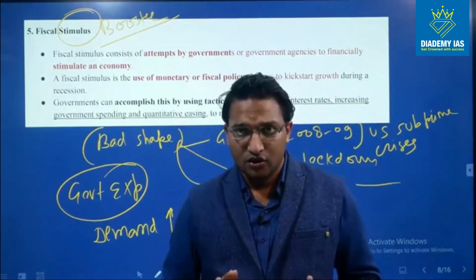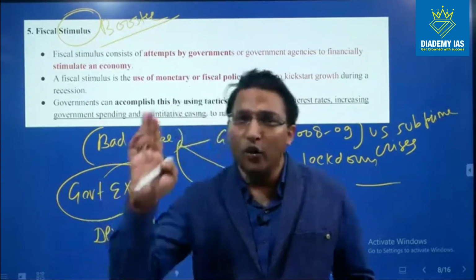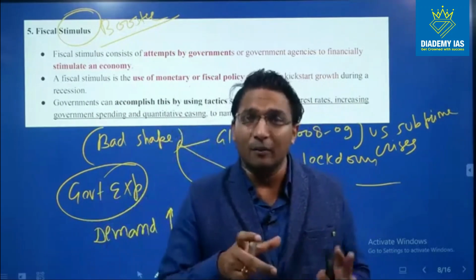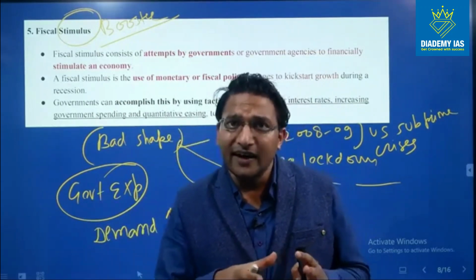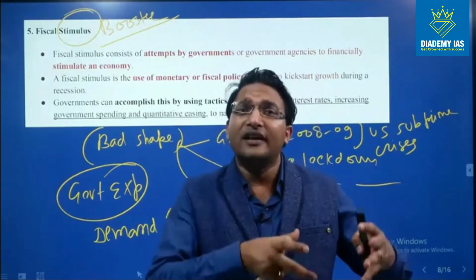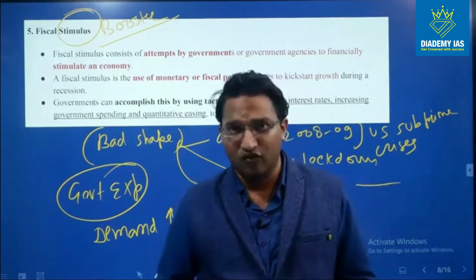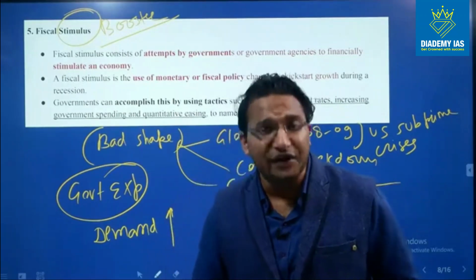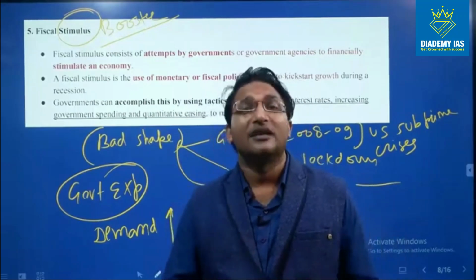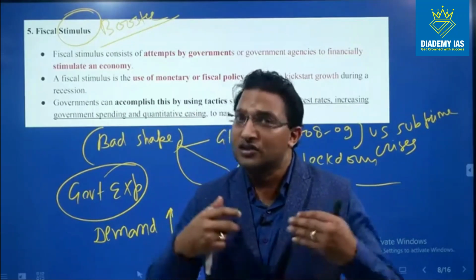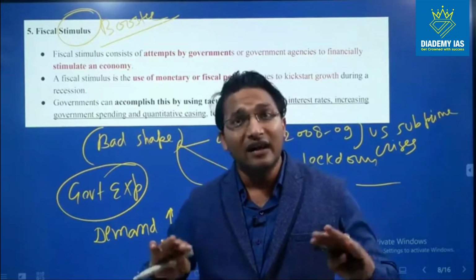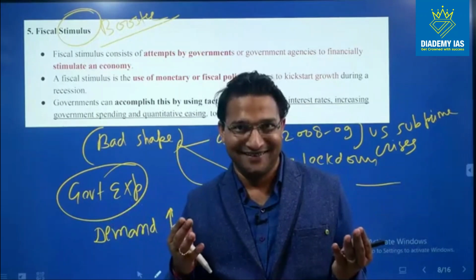So when spending goes into the market, it will increase the money supply in the market. When money supply increases, that will create purchasing power in the pockets of the people. If purchasing power is created, that will create demand in the market for goods and services. When demand is created, then automatically the production will also increase. That will bring back the jobs, the GDP rate will increase, economic growth will increase, and ultimately that will increase the tax revenues of the government.